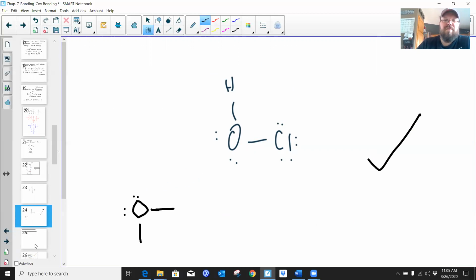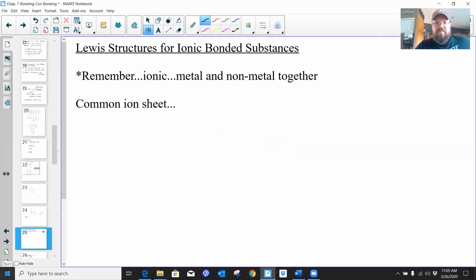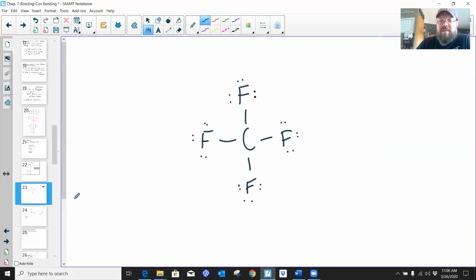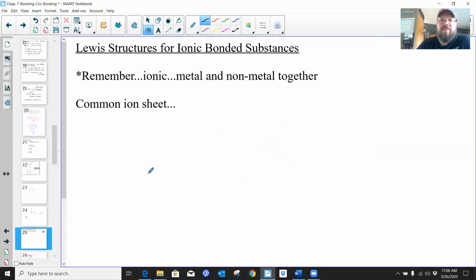Okay. All right. So now moving on, we're going to talk Lewis structures for ionic bonded substances, and this is a little different than with the covalently bonded substances that we've been working on. So when we're doing Lewis structures for ionic bonded substances, it is a little bit different.